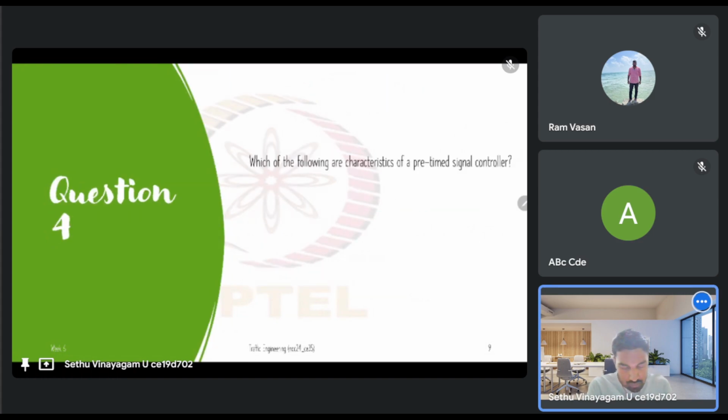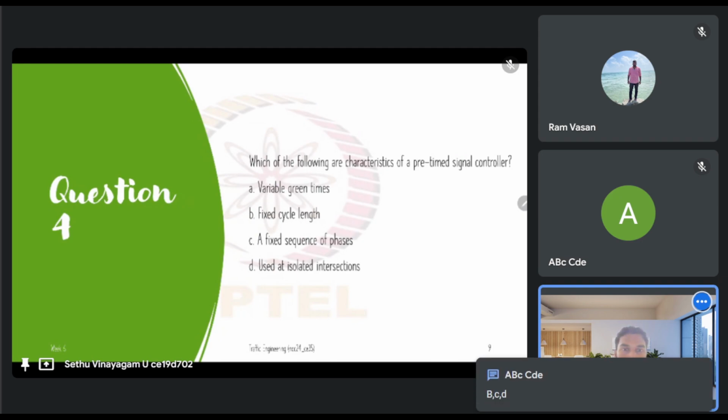Okay, question number 4. Which of the following are characteristics of a pre-timed signal controller? Option A is variable green times. Option B, fixed cycle length. Option C, a fixed sequence of phases. And option D is used at isolated intersections. So this is a multiple select question. One or more than one option can be correct. Okay, B, C, D.